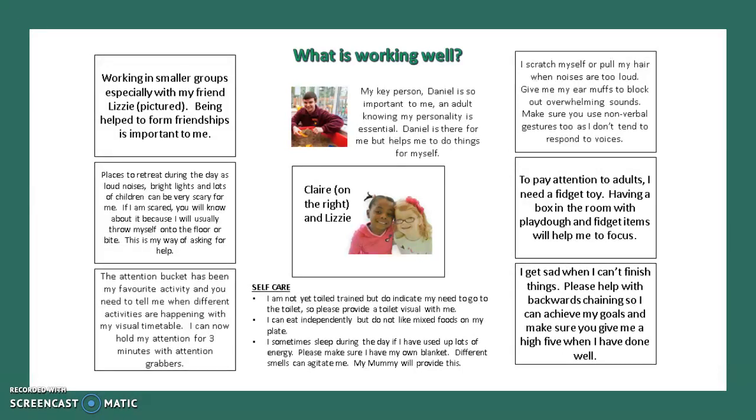And then finally, when she gets sad and she can't finish things, Claire gets quite upset. And so the key person, Daniel, has highlighted that backwards chaining, which is a specific special educational need strategy, helps her to achieve her goals. So if you give Claire, for example, 5 instructions, she's going to struggle with that. So it might be that the teacher completes the first 4 and Claire completes the last step in a sequence so that she feels that sense of achievement. Again, it really gives that sense of security and well-being for the child.